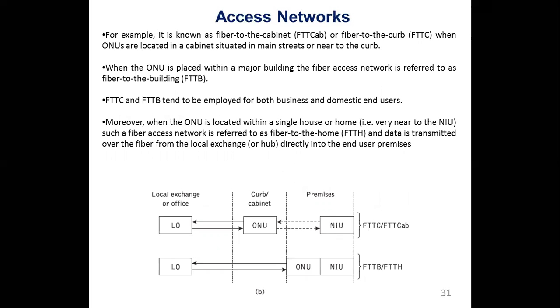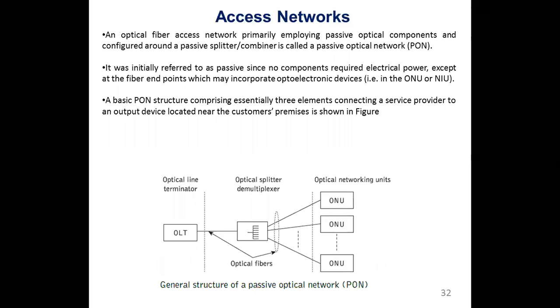FTTH has become very common, especially in our area. With fiber to the home, data is transmitted over the fiber from some local exchange or hub directly to the end user. FTTH is the one that we are basically used to. This optical fiber access network will primarily employ passive optical networks, PONs, which were referred to initially as passive since no components required electrical power except at the fiber end, which may have some optoelectronic device.